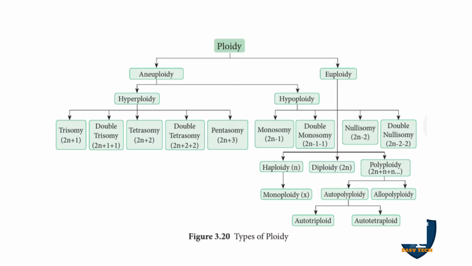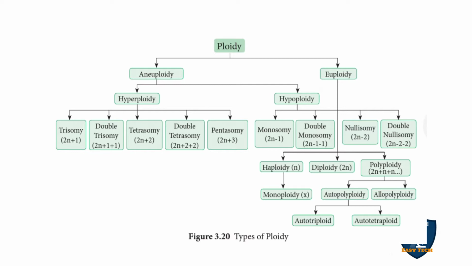Here I have given the classification of ploidy, which we are going to see. Ploidy is divided into Aneuploidy and Euploidy. Aneuploidy is again divided into hypoploidy and hyperploidy. Hyperploidy is divided into trisomy 2n plus 1, double trisomy 2n plus 1 plus 1, tetrasomy 2n plus 2, double tetrasomy 2n plus 2 plus 2 and pentasomy 2n plus 3. These are the types seen in hyperploidy. And hypoploidy includes monosomy 2n minus 1, double monosomy 2n minus 1 minus 1, nullisomy 2n minus 2, and double nullisomy 2n minus 2 minus 2.